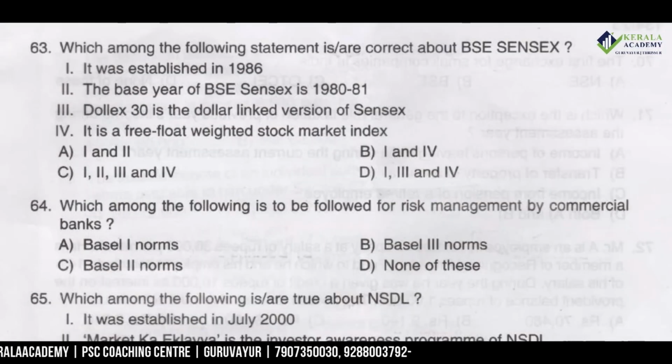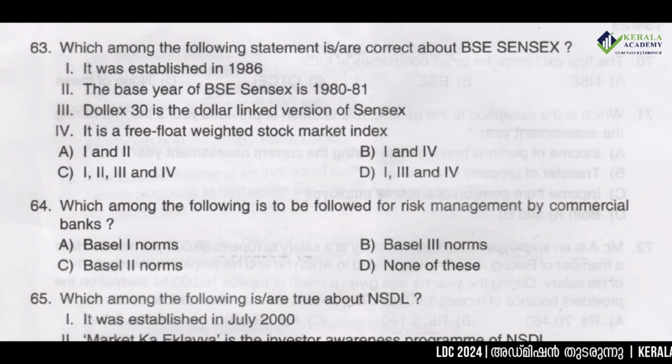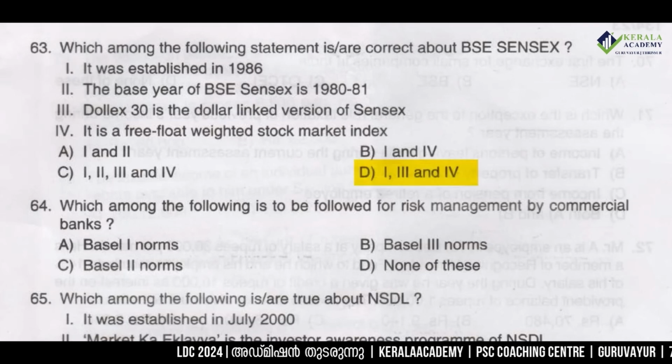Which among the following statements are correct about BSE Sensex? It was established in 1986. The base year of BSE Sensex is 1980-81. Dollex-30 is the dollar linked version of Sensex. It is a free float weighted stock market index. Option A 1 and 2, option B 1 and 4, option C 1, 2, 3 and 4, option D 1, 3 and 4. Correct answer option D, 1, 3 and 4.